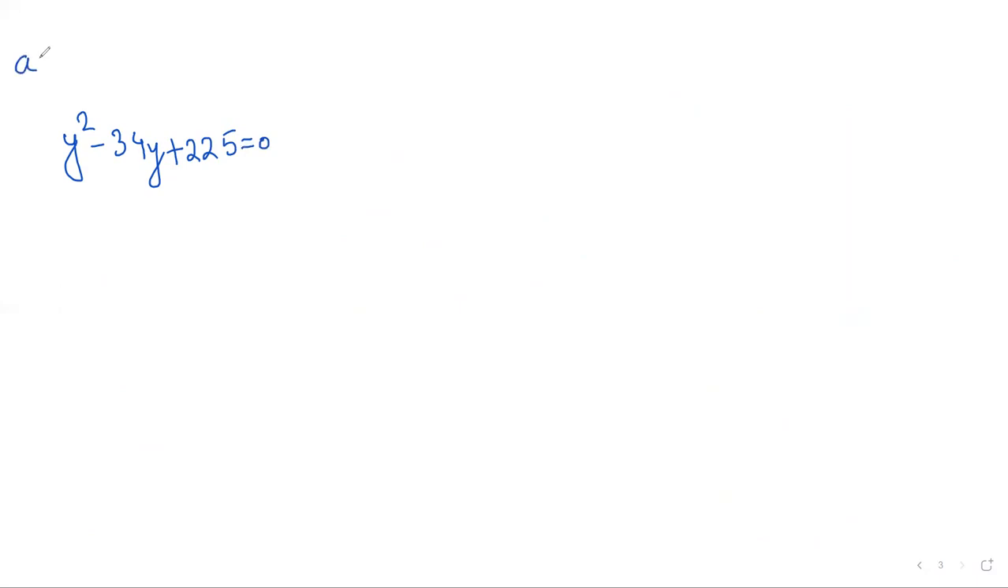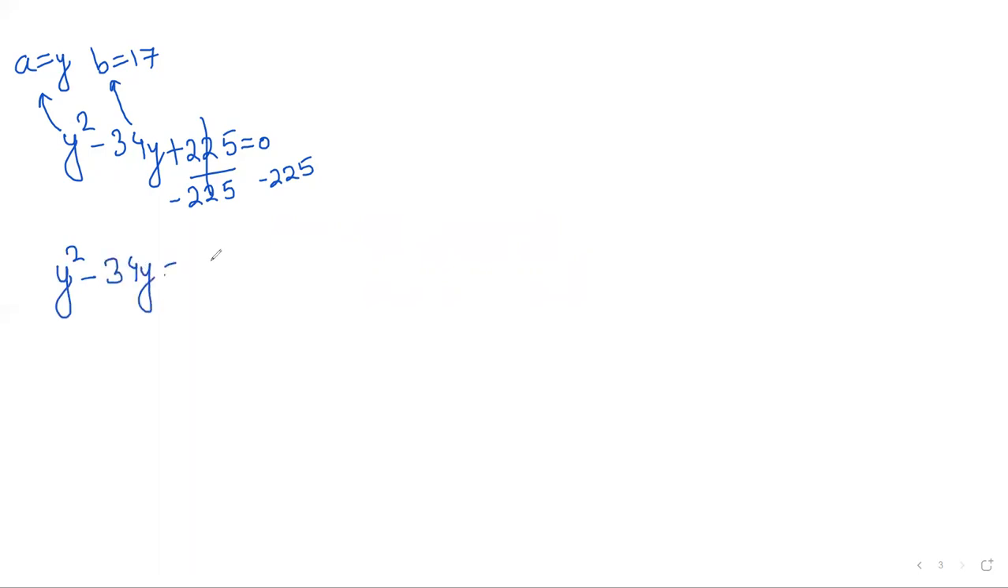And what I've already known is that in our case, a equals y, b equals 17. And we found this by using the first term and the second term. Right now, we did not use this third term. So what we are going to do is we are just going to throw this third term away. So this gives us y square minus 34y equals negative 225. Now, another crucial step now is add b square on both sides.